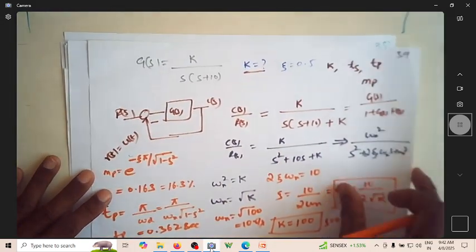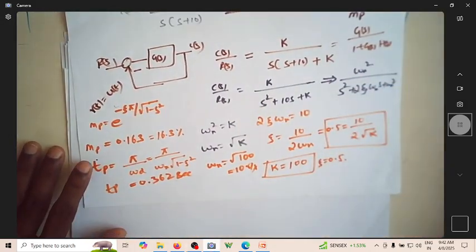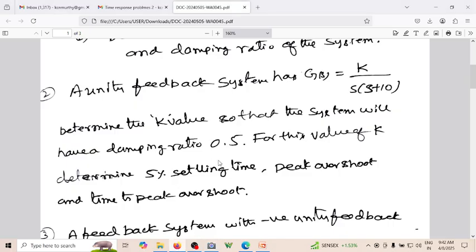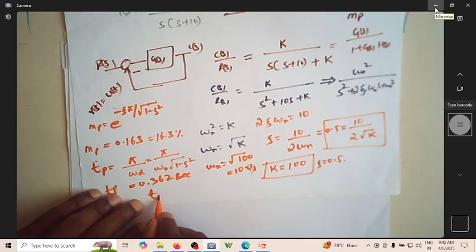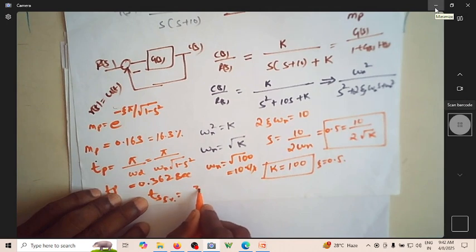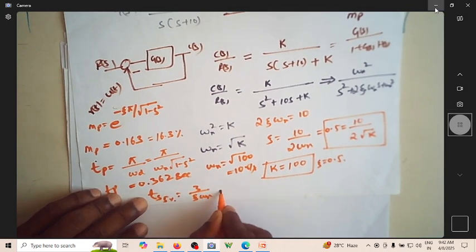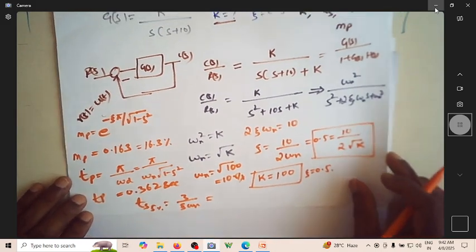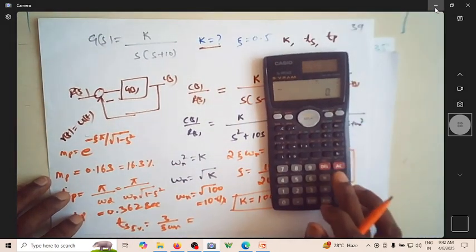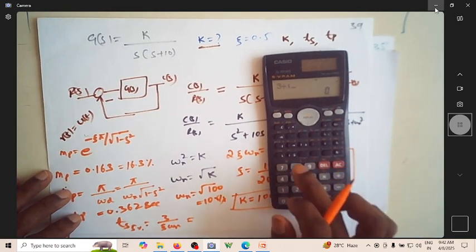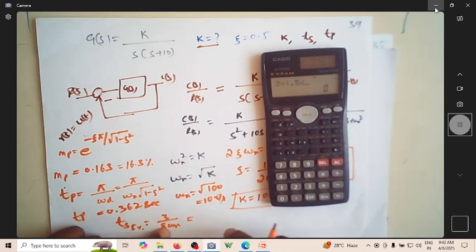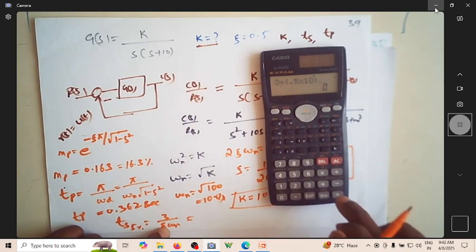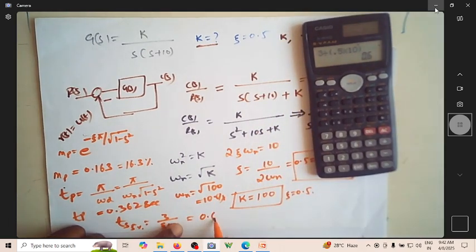Then we are asked to find the settling time. It is given as 5% settling time. So we know that for 5% settling time, Ts is 3 by zeta omega n. So 3 divided by zeta, which is 0.5, into omega n, which happens to be 10. So this happens to be 0.6 second.